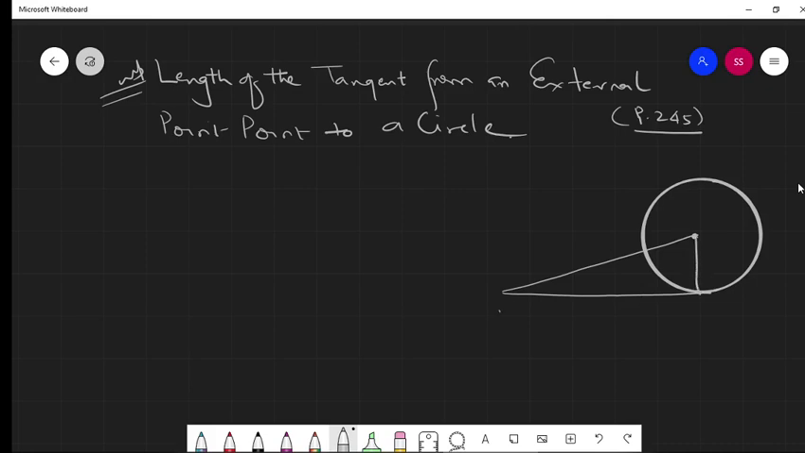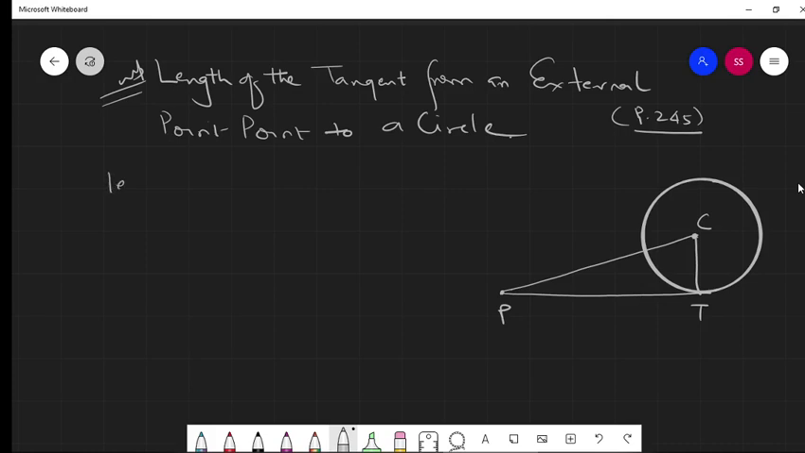Now, this is external point P. This is tangent PT. This is the center of the circle C. Now, the length of the tangent PT, that is the length of the tangent from an external point P to a circle having center C. What is the length of PT? We have to find the length of PT.